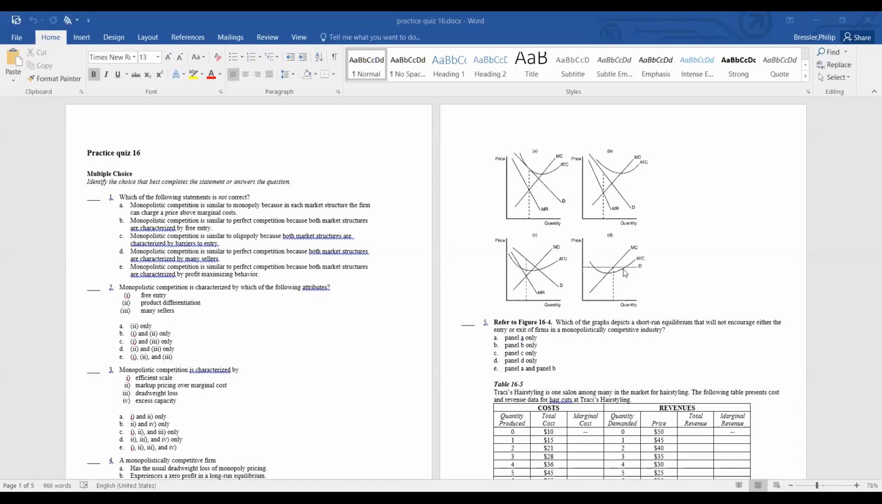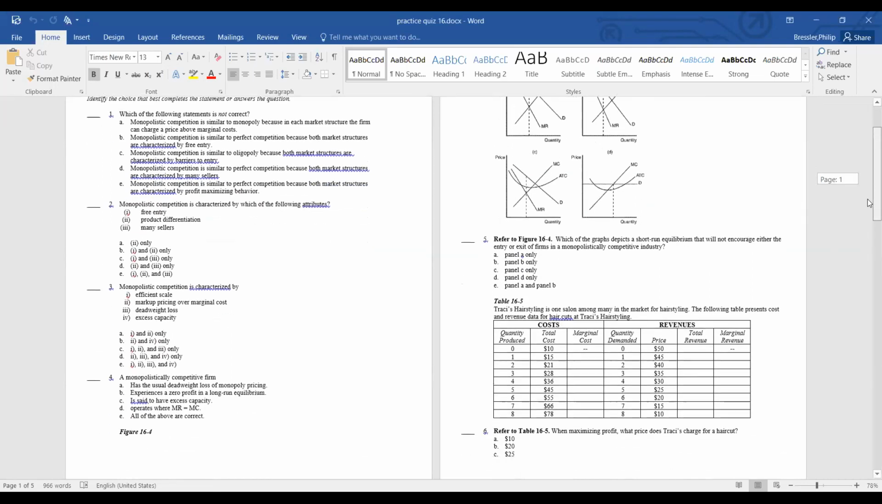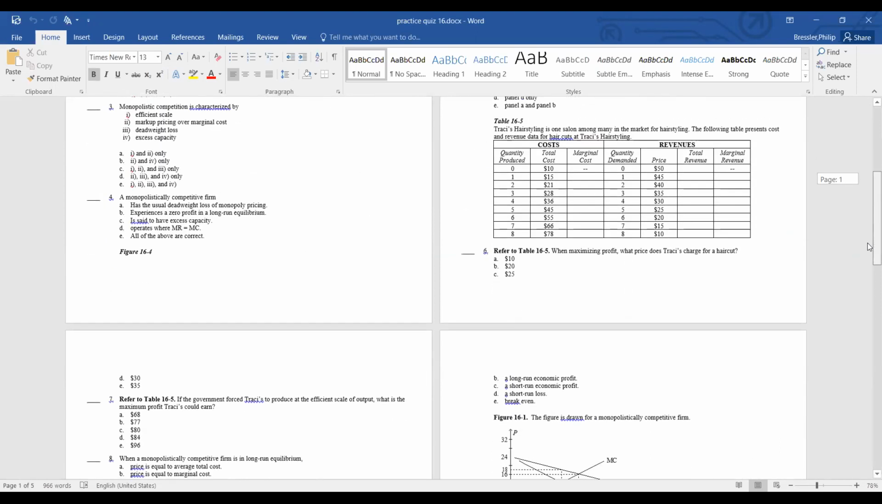I also would just caution all you guys, 7 is not a monopolistically competitive graph. It's a perfectly competitive graph. So if they say, which one of these graphs in monopolistic competition makes money, it's only C. It's not C and D. I'm going to get to 7 and 12. Oh no, 7 is going to be this.